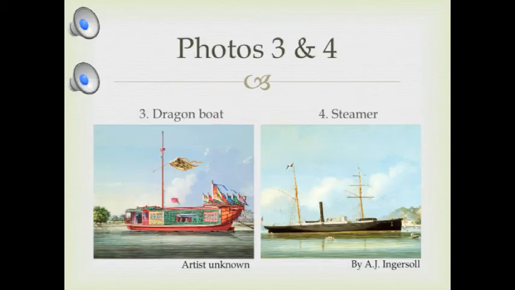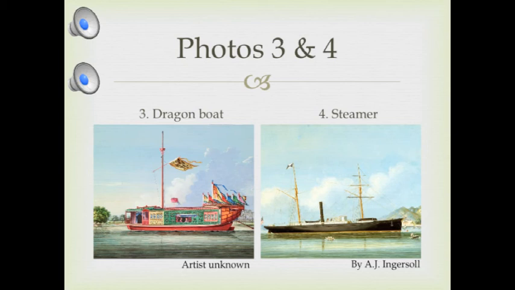Photo 3, which is located to the left, was created between 1850 and 1860 in Guangzhou, China. It was created with Gonak, a type of paint used on paper during this time. The picture is titled Dragon Boat, and it shows a contrast between the different ships of the two respective cultures at the time.